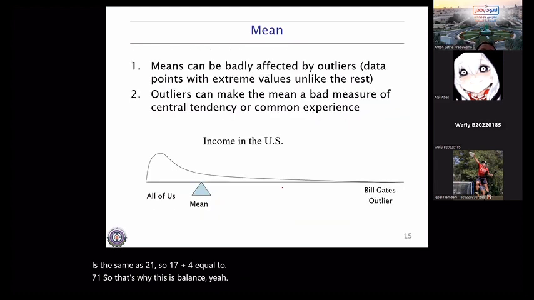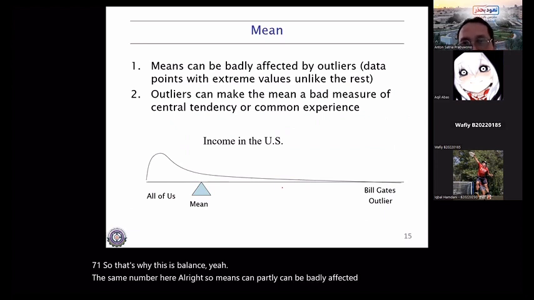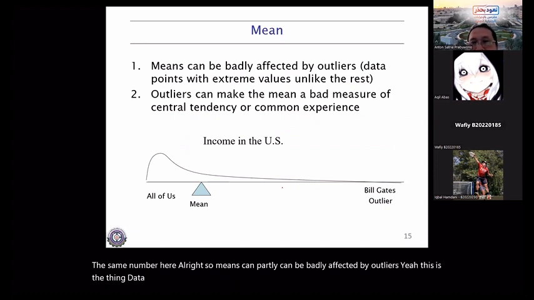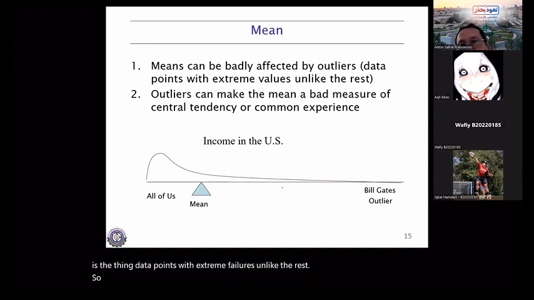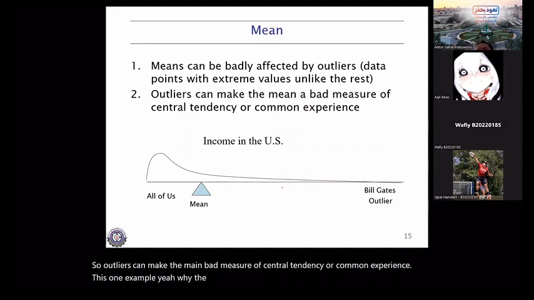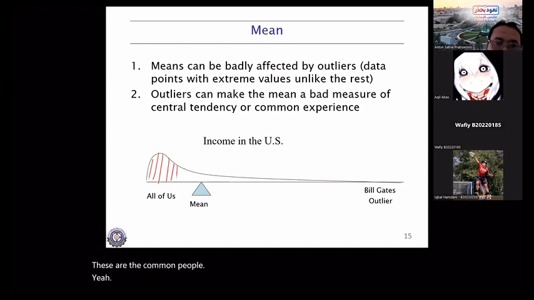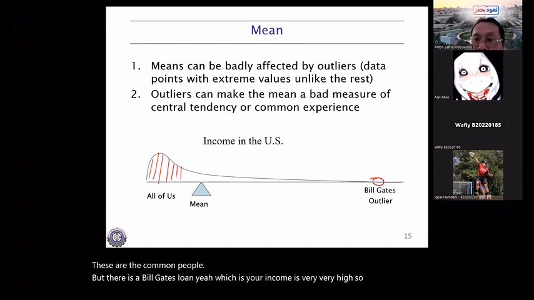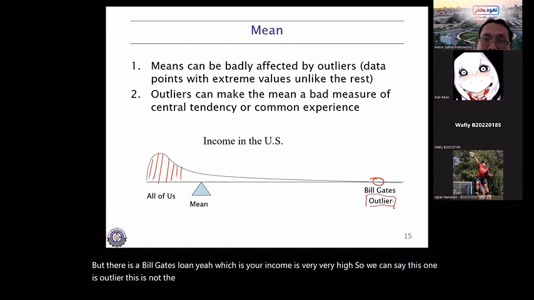All right, so means can be badly affected by outliers. Outliers are data points with extreme values unlike the rest. So outliers can make the mean a bad measure of central tendency or common experience. This is one example of why the mean is badly affected by outliers. Income in the US: these are the common people here, but there is Bill Gates alone, whose income is very, very high. So we can say this one is an outlier. This is not the normal one; this is the normal here.